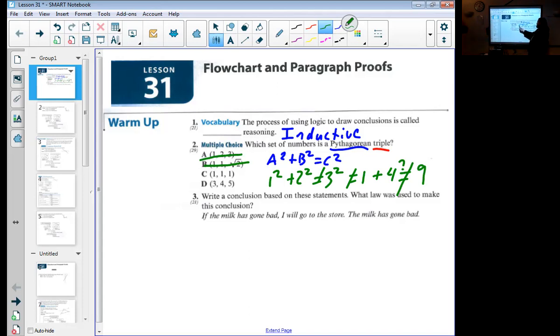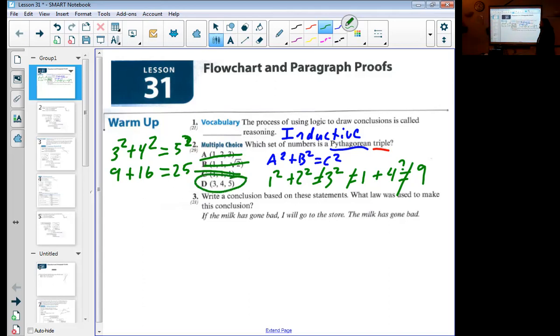So if we plug in 1 into both of these, C has to be a larger number. Because none of the numbers are larger, we do not know which one is C, so it cannot be that answer. Now we can check 3, 4, 5. We have 3 squared plus 4 squared is equal to 5 squared. We're testing that information. 3 squared we should know as 9, plus 4 squared we should know as 16, and 5 squared we should know as 25. Adding those together, 9 plus 16 is in fact 25. So this is our answer.